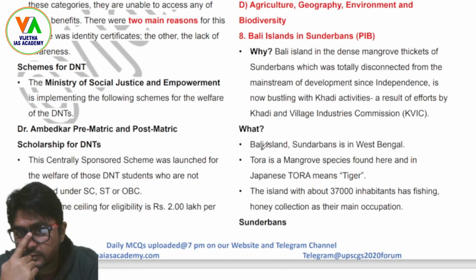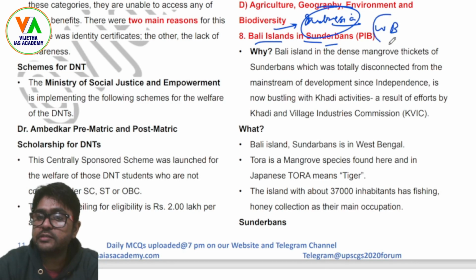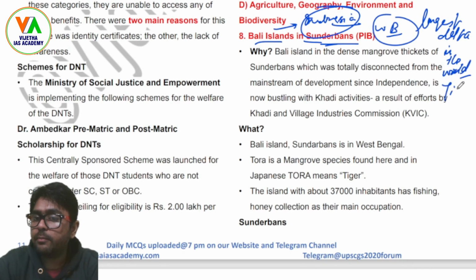This is Bali Island in the Sundarbans. One Bali is in Indonesia, do not get confused, but the one we are talking about here is in the West Bengal Sundarbans region. And Sundarbans, as you know, is the largest delta in the world, right? Largest delta in the world, where the Royal Bengal tiger is famous, and here the mangroves are found which are known as Sundari trees or Sundari mangroves.